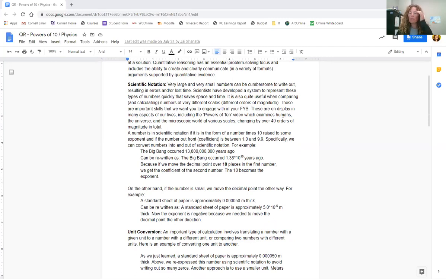That also helps when we operate with scientific notation. We can multiply, divide really quickly, different numbers in scientific notation using the number out front and also the piece of the exponent. So let's skip down here to the example part. The first example we have here is the Big Bang occurred 13,800,000,000 years ago. And then we see what that is rewritten in scientific notation, 1.38 times 10 to the 10th. And there's a little explanation of why.